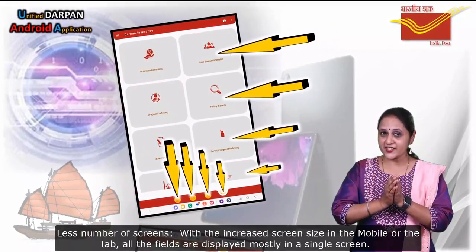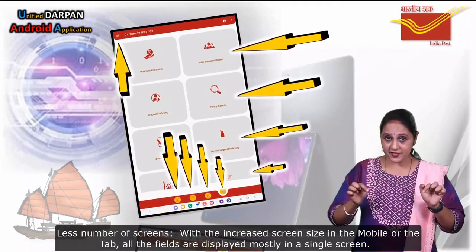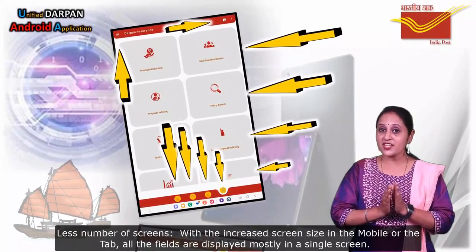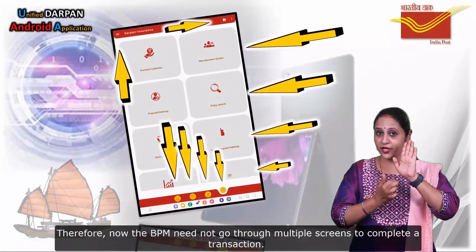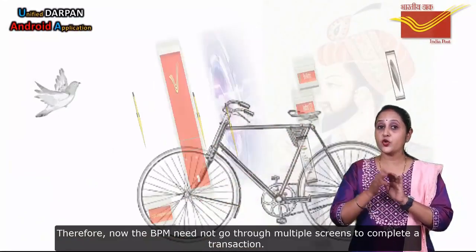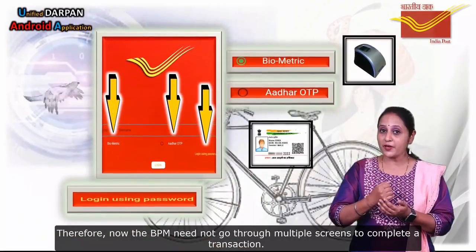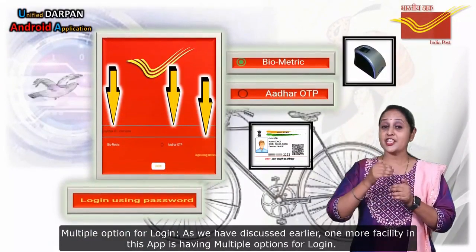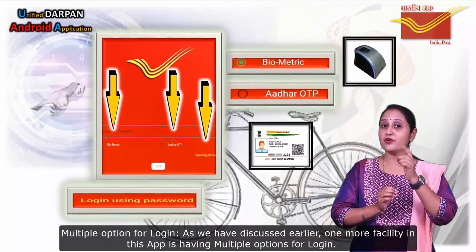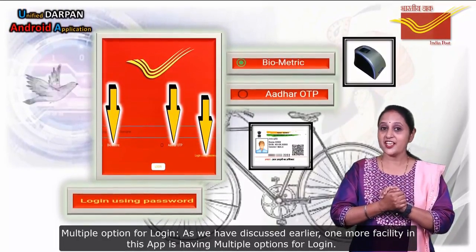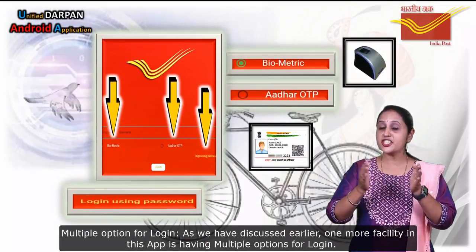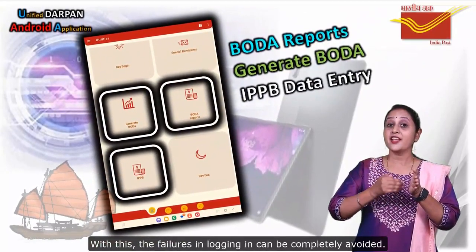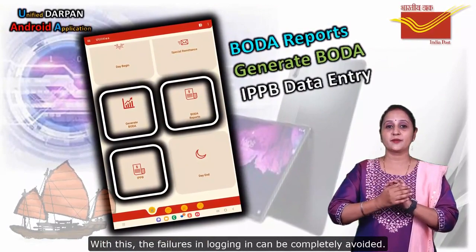Less number of screens. With the increased screen size in the mobile or the tab, all the fields are displayed mostly in a single screen. Therefore, now the BPM need not go through multiple screens to complete a transaction. Multiple options for login. As we have discussed earlier, one more facility in this application is having multiple options for login. With this, the failures in logging in can be completely avoided.